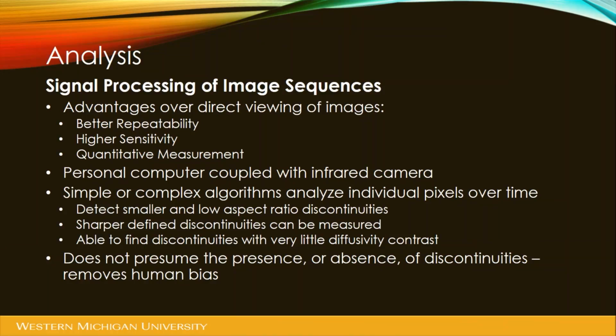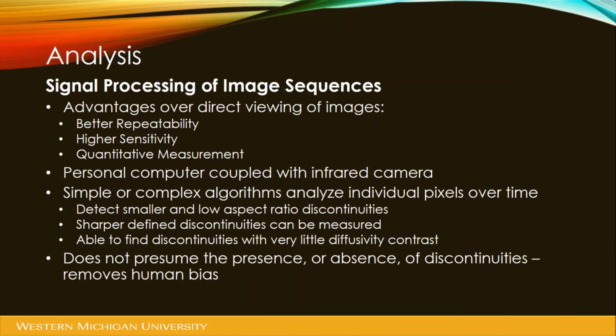Typically they're a personal computer or laptop coupled with the thermal camera. They make units now for aerospace. Opgal is one company that makes them. Simple to complex algorithms can analyze pixels over time, over distance, all kinds of stuff. They can detect very, very small spectral discontinuities. They can get rid of that haloing effect and define exactly where the damage is, versus where it's just diffusion taking place. And they can find discontinuities with very, very little contrast in diffusivity.